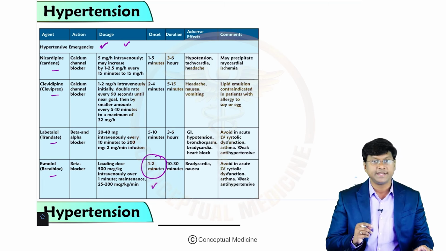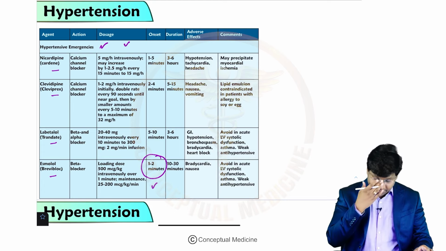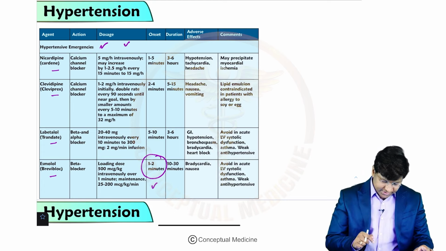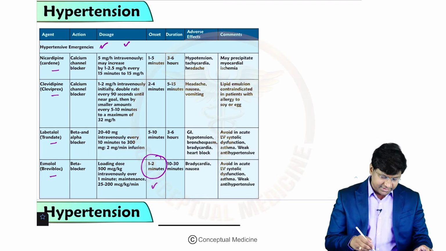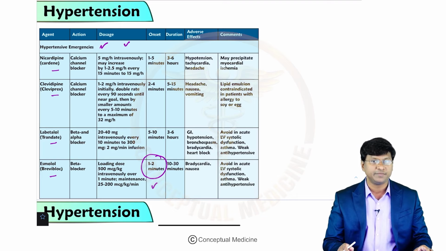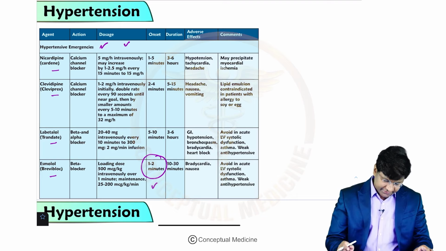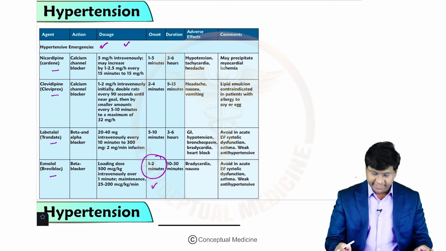Right? The esmolol has a quick onset of action. That is, the onset of action is within 1 to 2 minutes with esmolol. Whereas the other drugs: nicardipine is 1 to 5 minutes, then 2 to 4 minutes is your clevidipine, and labetalol within 5 to 10 minutes.